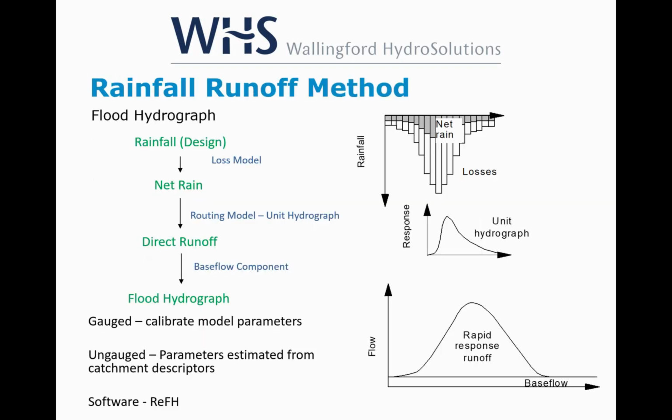So the main aspects of the rainfall runoff model is that we've got our rainfall at the beginning. This goes through a loss model, so we get our net rainfall. This is then put through a routing model, which uses the unit hydrograph method. That direct runoff is then used to control the base flow component. We add all these together and we get our flood hydrograph. If you've got gauge data, you can calibrate those parameters based on observed data. If it's ungauged, you can estimate those parameters from catchment descriptors. And this method is applied within the ReFH software.